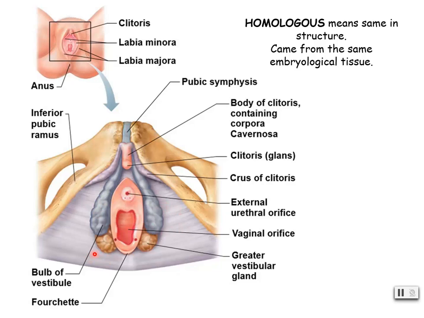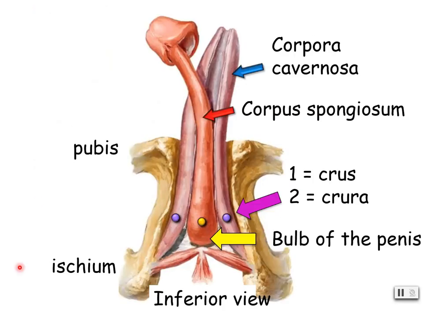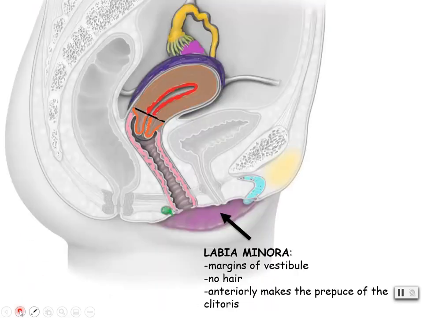And this is just showing those greater vestibular glands and how they're going to secrete that lubrication for arousal to lubricate the vestibule. So homologous structures mean they came from the same embryological tissue. Sometimes there's an overlapping function. Yep, just kind of trying to remind you of those erectile bodies in the male.